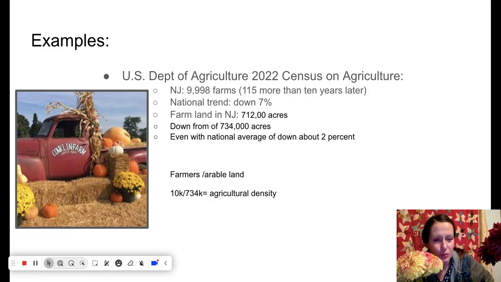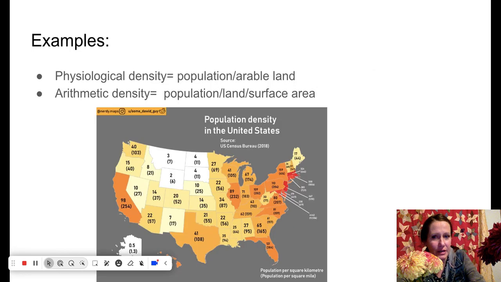10,000 farms, there's probably more than 10,000 farmers. I really would be shocked if only one farmer was per farm. That would be amazing. But let's just use that number for this example. So if there's 10,000 farmers in New Jersey and there's 734,000 acres, if you divide that number, that's the agricultural density number in New Jersey. So you could compare that to the agricultural number, if we had this, of Iowa or California. You can compare it to a country as well, right? So think of that when you think of the other things as well.